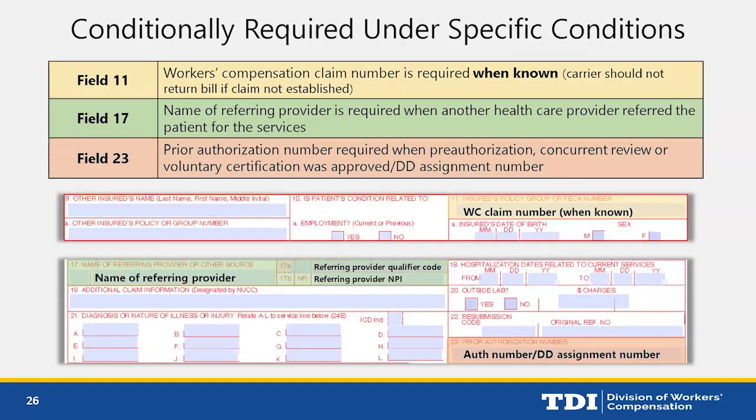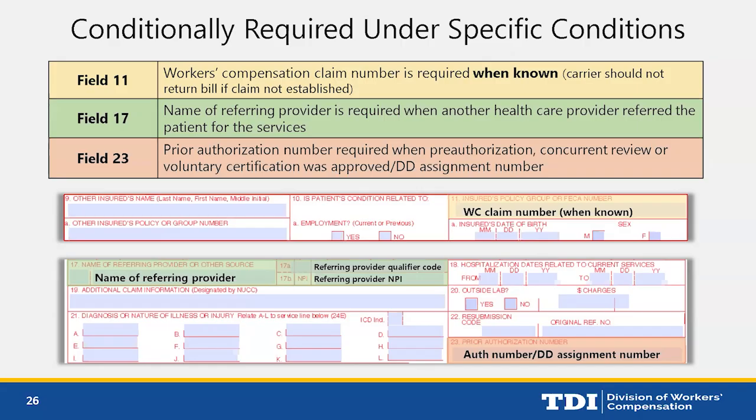Conditionally required under specific conditions. Note that the insurance carrier must not return a bill that does not have a DWC claim number, or when left blank, as the claim number is only required when known, or should not return a bill when the claim is not established. Field 11 is a conditional field. Again, if you receive a denial, go look at the Rule 133.10 and compare it to what you billed and correct it accordingly, and quickly resubmit your bill to the insurance carrier within 95 days from the date of service.